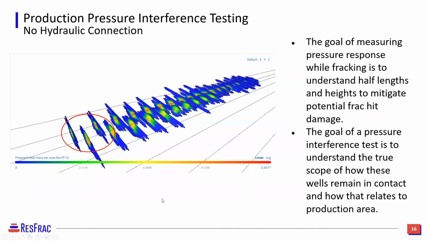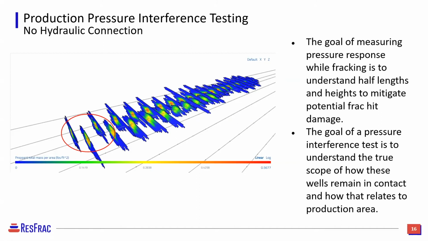Okay, so let's go on to production pressure interference testing. So the goal of measuring a pressure response while fracking is to understand half lengths and heights to mitigate potential frac hit damage. Well, really the goal of production pressure interference testing is to understand the true scope of how these wells remain in contact and how that relates to the amount of area that you're actually producing.